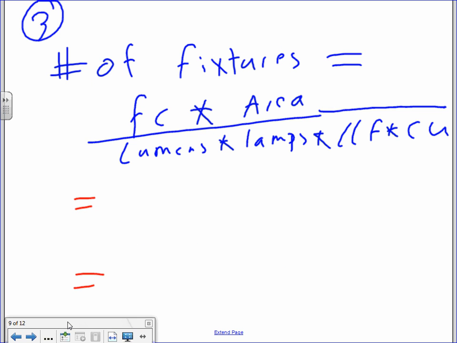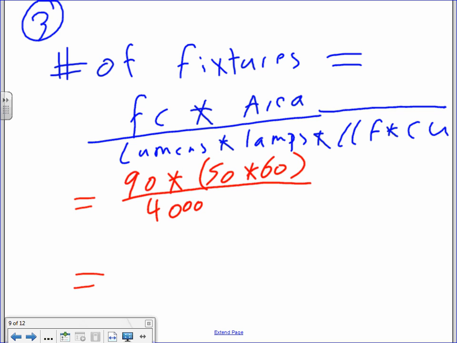Now the next formula, the number of fixtures, here's the formula that you need, guys: foot candle multiplied by the area, divided by lumens per lamp, number of lamps, LLF and CU. Now all this information is given, Adam, so I'm going to go plug them in. So I have 90 foot candle multiplied by the area of 50 times 60. That's my area. Divide everything by 4,000 lumens out of each lamp. I have two lamps, and the light loss factor is given as 0.7, and coefficient of utilization, I found it as 0.59.